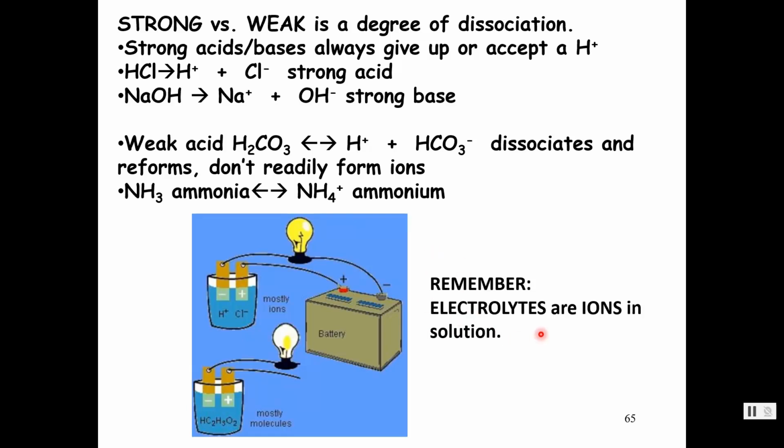And just remember, electrolytes are ions in solution, so both acids and bases can serve as electrolytes. They conduct electricity. They'll complete that circuit.